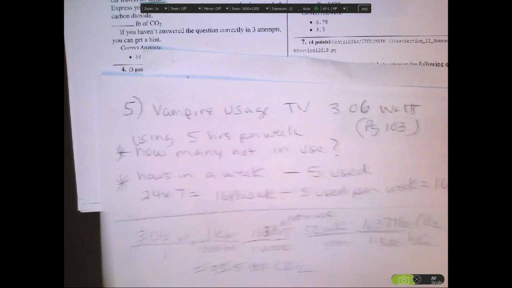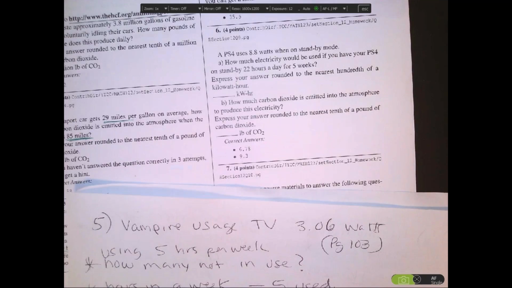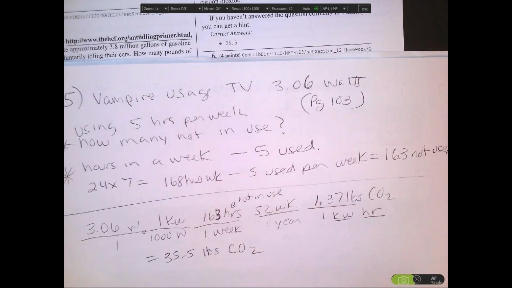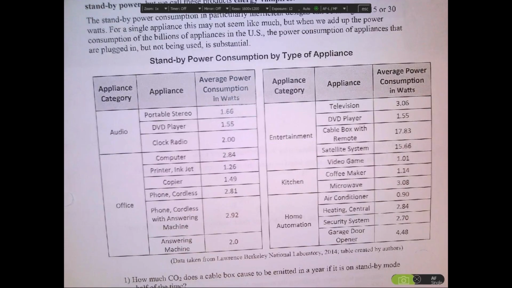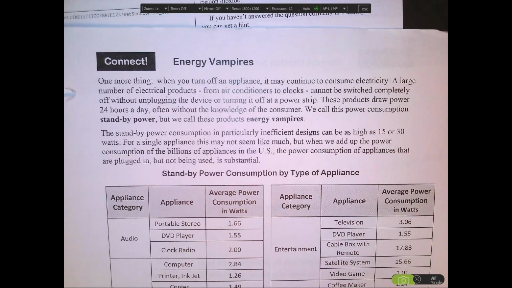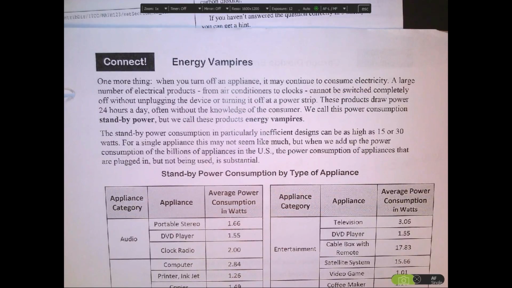Next one is 5. Now we go into vampire use. If you go to your page 103, hopefully you've pre-read your sections and watched the videos like you should. It is a whole section on energy vampires. This means what do certain appliances use even if they're not in use but they're plugged in. Like if you keep your TV plugged in, or a game station, TV, oven that has a clock on it, how many watts of electricity are pulled when it's not in use?